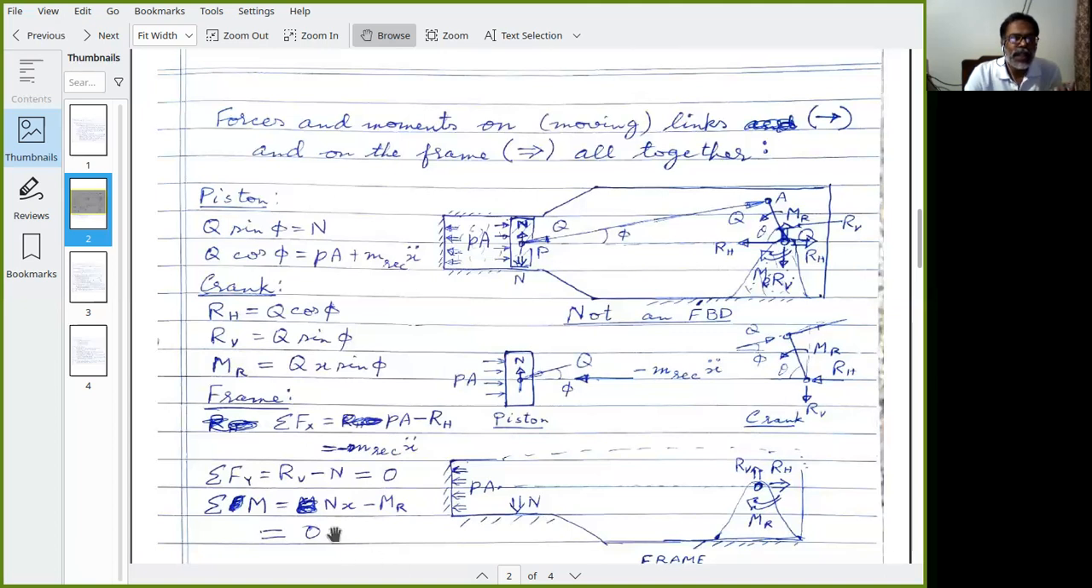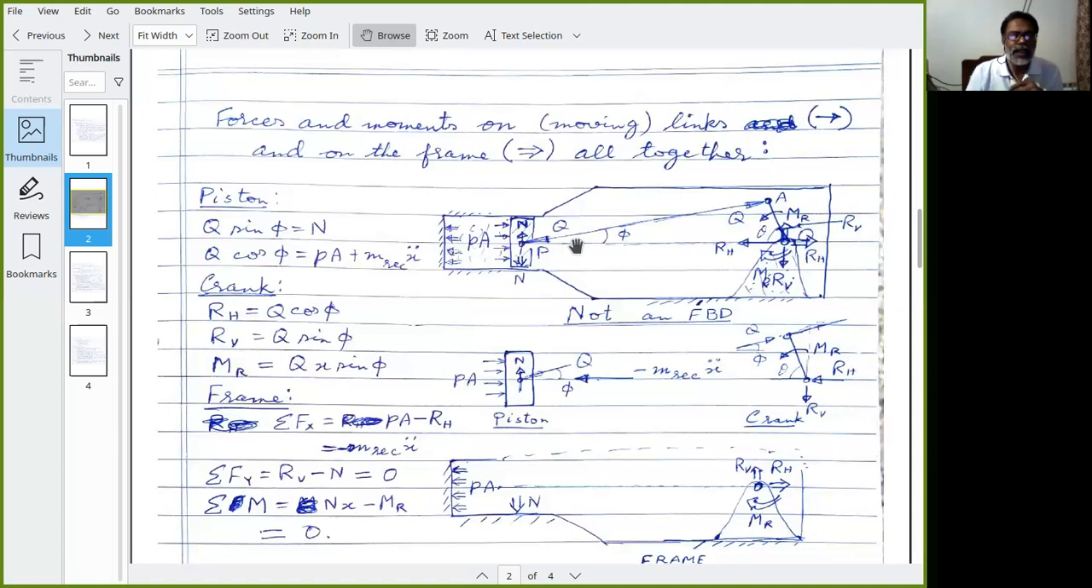So now you see that on the frame, when you look at the unbalanced forces and moments, you find that there is no unbalanced moment and no unbalanced vertical force, only unbalanced horizontal force like this. Now I am calling it horizontal. What we really mean is along the direction of motion of the piston, along the center line of the cylinder. If it is a vertical engine, then that will be vertical.